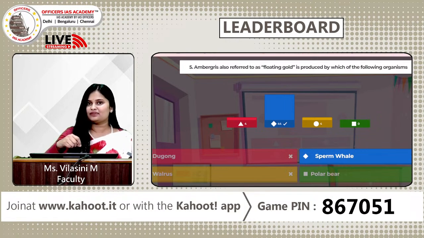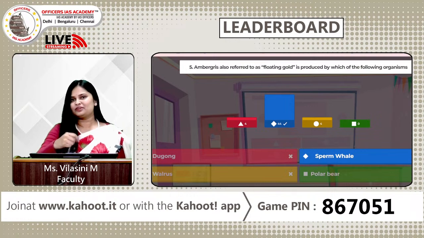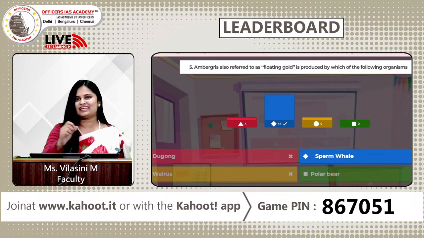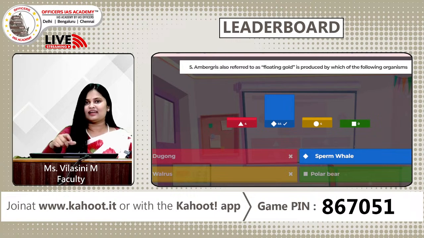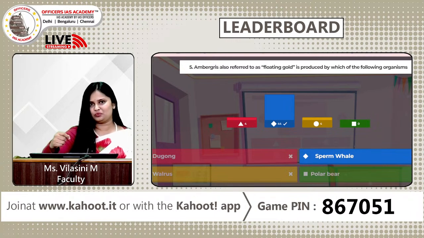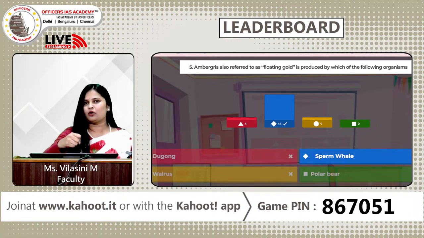And in fact, ambergris is also called fool's gold, because many a time ambergris looks like an ordinary stone, and many people mistake ambergris to be a stone or a stone to be an ambergris. So all such cases are possible. Talking about sperm whales, they are regarded as the largest of the toothed whales. Fine. And sperm whales also are hunted massively, so there is a need to conserve them better.